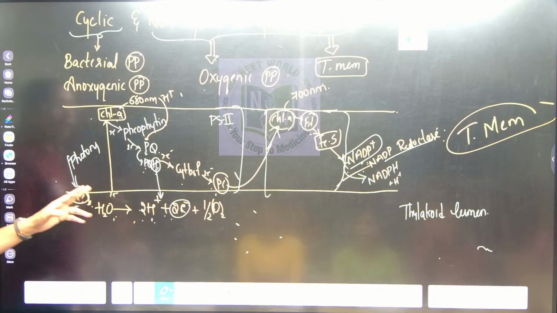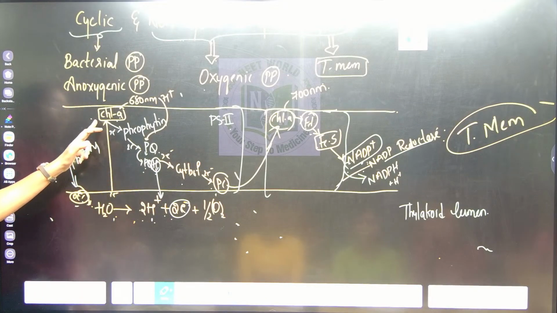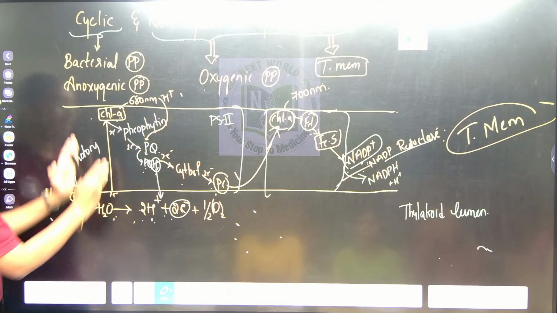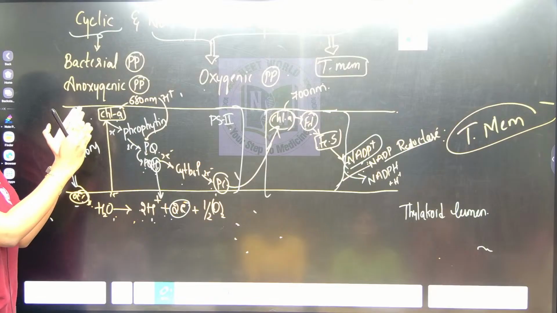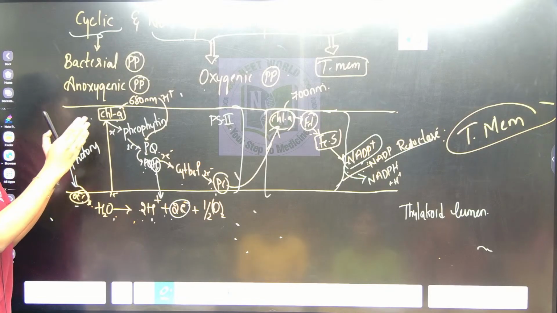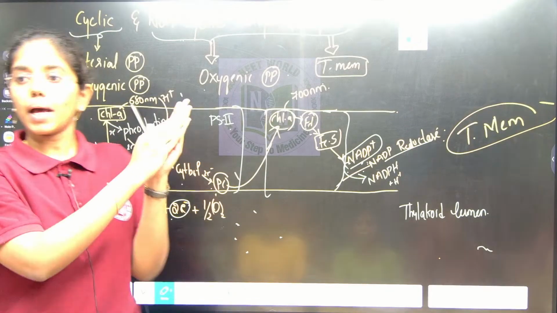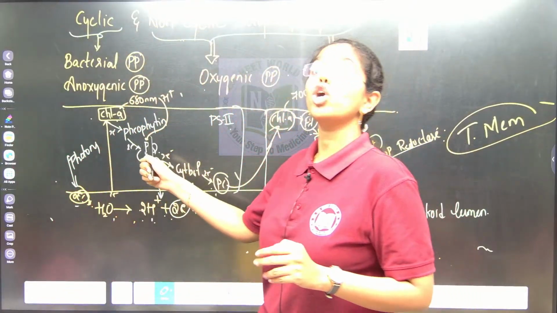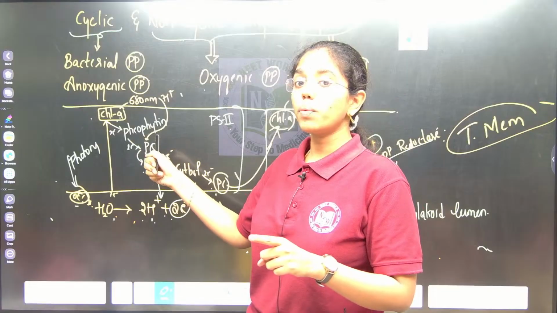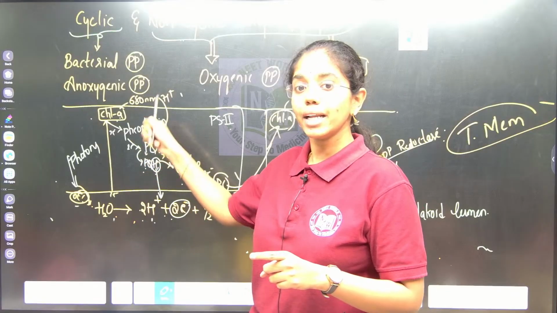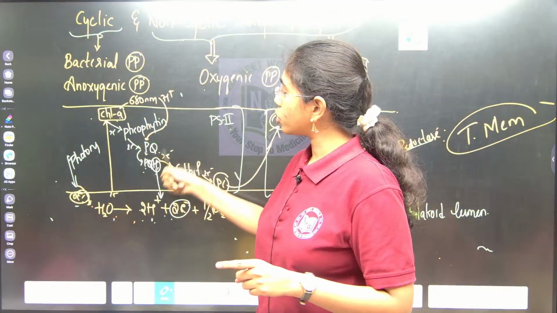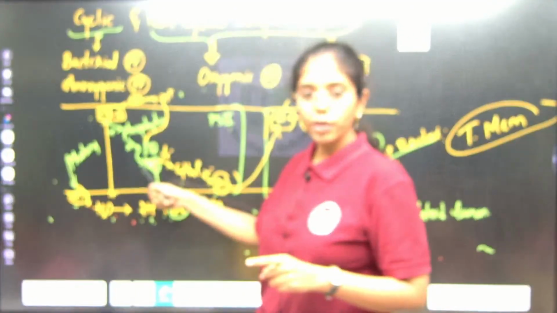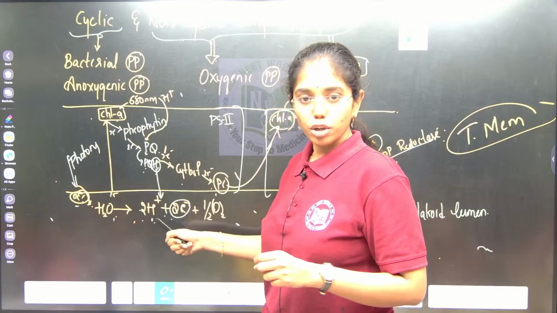And here, the primary acceptor of electrons is what? Pheophytin. Electrons get excited and reach the reaction center, that is chlorophyll A. From there, the primary electron acceptor is pheophytin. Then the electrons are given to the proton carrier, plastoquinone, which is carrying protons. Protons are given and this turns to plastohydroquinone. Protons are sent to the lumen.